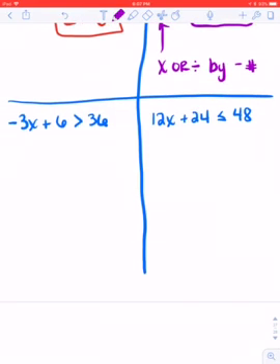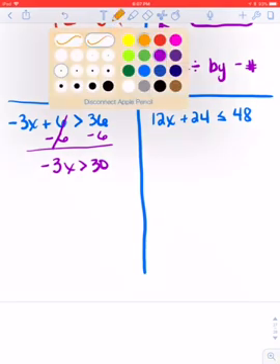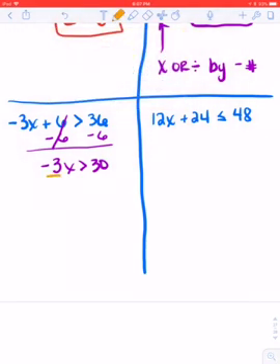So to get this one kind of dealt with, we're going to have to get rid of this adding 6 first. So I'm going to subtract 6 from both sides. So these cancel. I have negative 3x. 36 subtracting 6 away would be 30. Now, I'm going to have to get rid of this negative 3 here, so I'm going to divide both sides by negative 3.